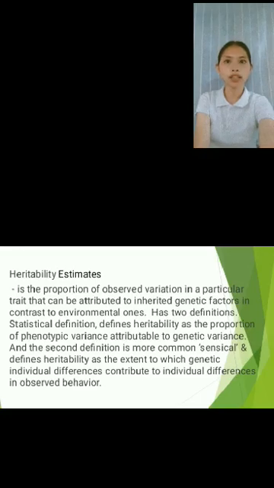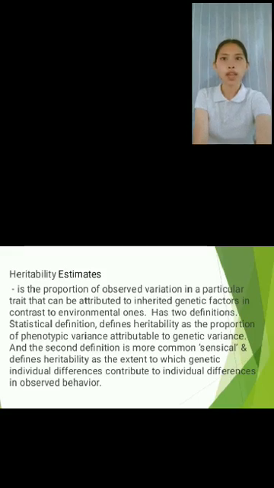And the second definition is more common-sensical and defines heritability as the extent to which genetic individual differences contribute to individual differences in observed behavior.